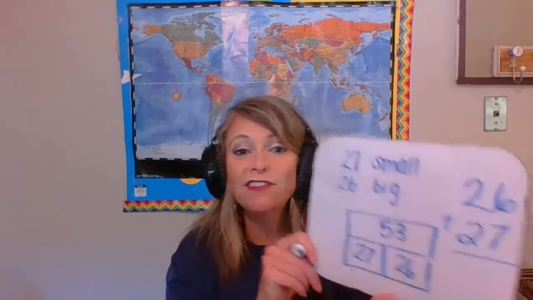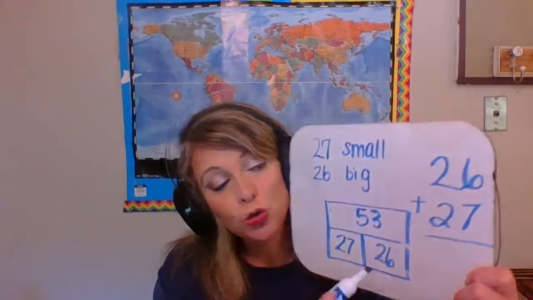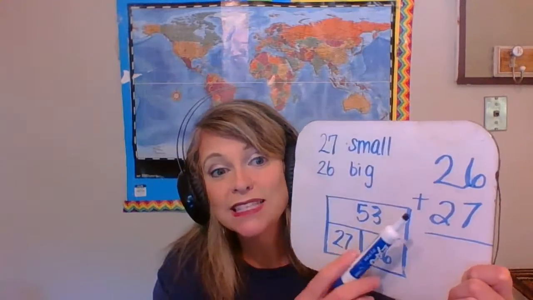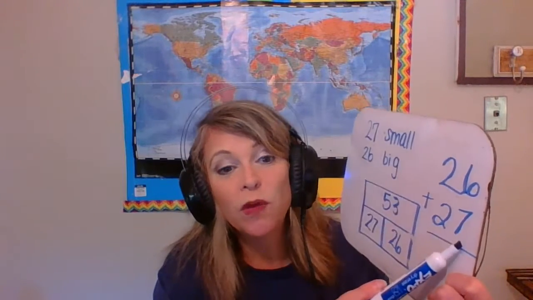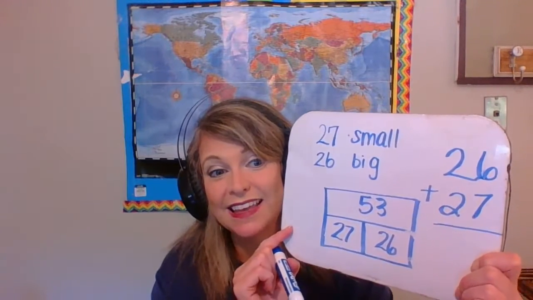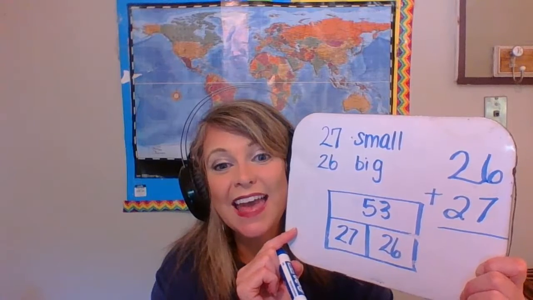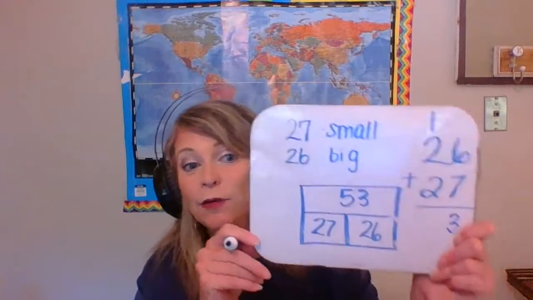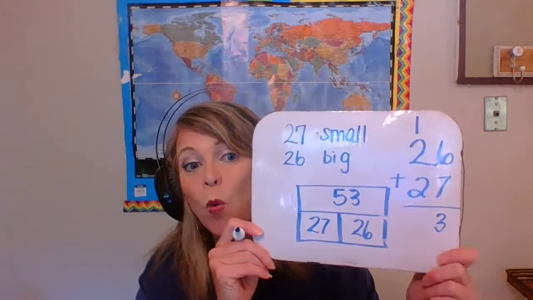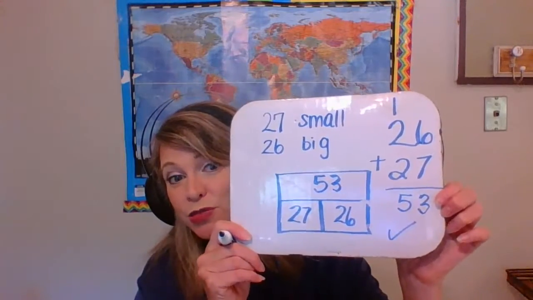Do we know our math facts? I hope so. Do we start with the tens or the ones place? We start with the ones place. How much is 6 and 7? 13. Put down your 3 and carry your 1. 1 and 2 is 5. Now we've checked ourselves. Did we get the same number, 53? We did. Very good.